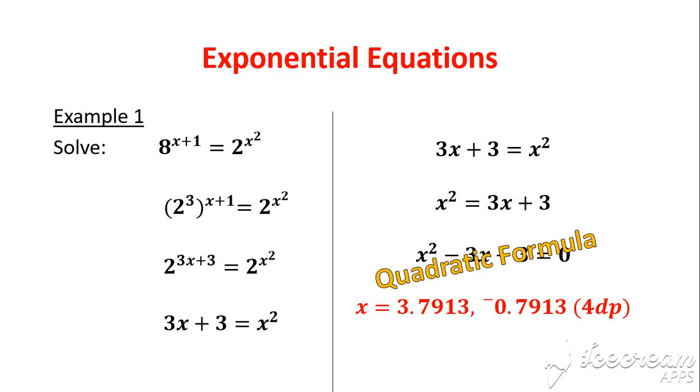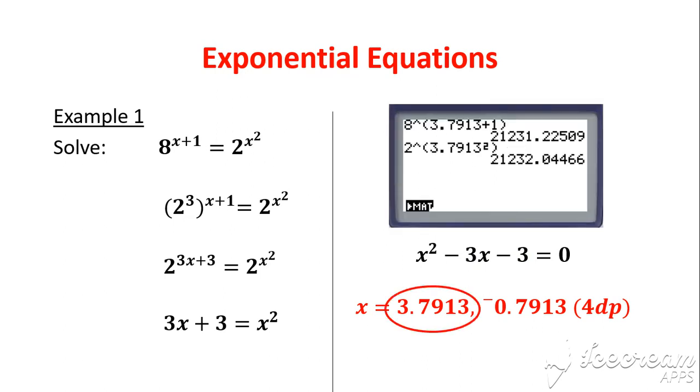Now, just when you think you've solved it, it's important to go back and check. Check the first solution: 8 to the power of 3.7913 plus the 1, and also check that 2 to the power of 3.7913 squared gives us the same answer. In this example, they're not quite exact, but they're close enough for me to know that this answer is correct. The reason it's not exact is because I've rounded 3.7913 to 4 decimal places, and that causes a little bit of an error when I check it. But they're close enough for me to know that this answer is good.